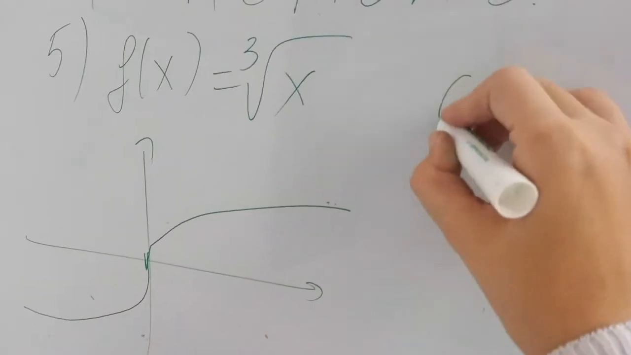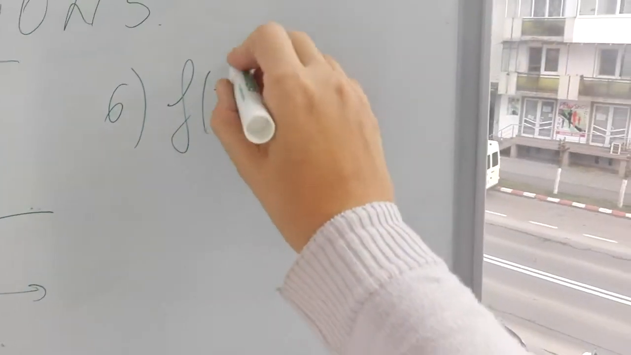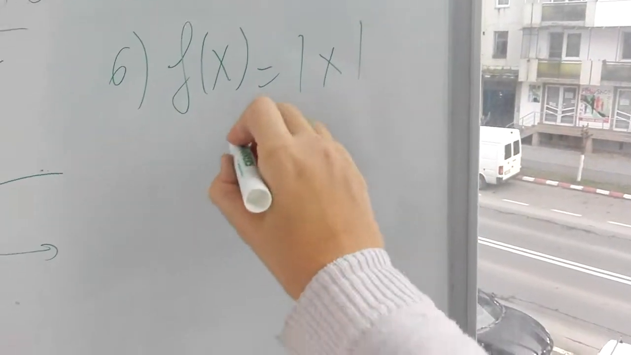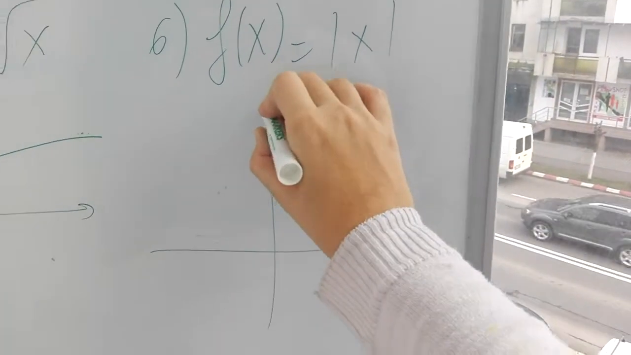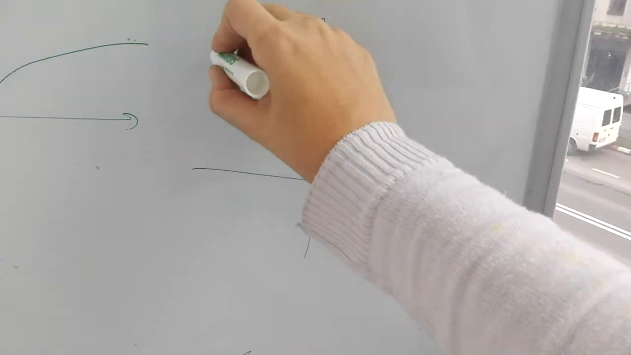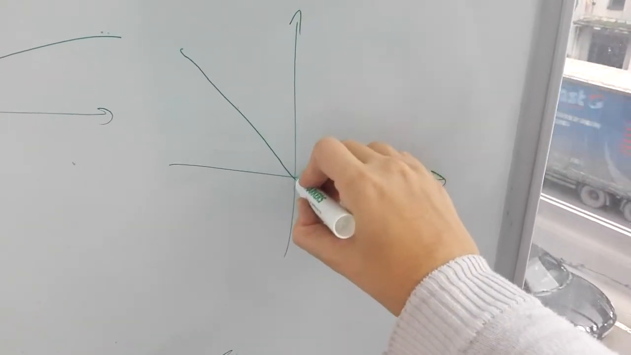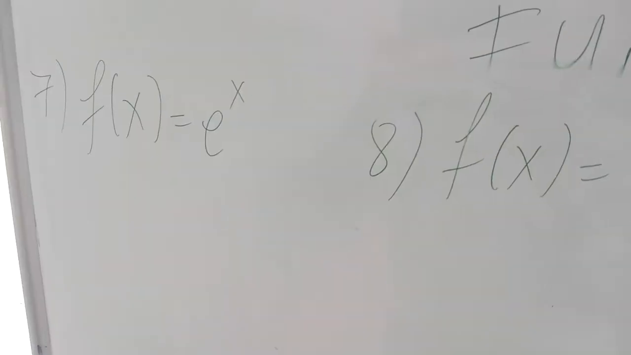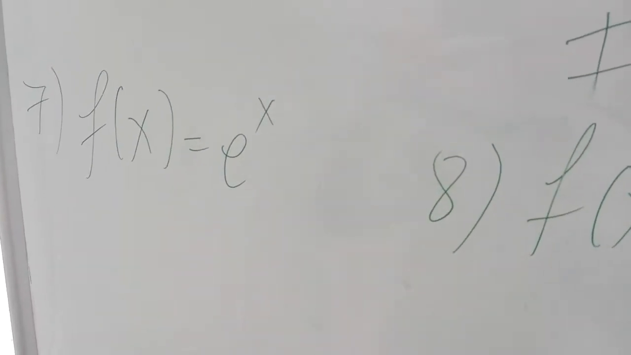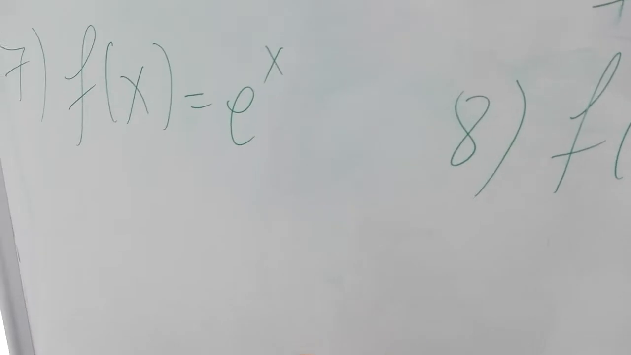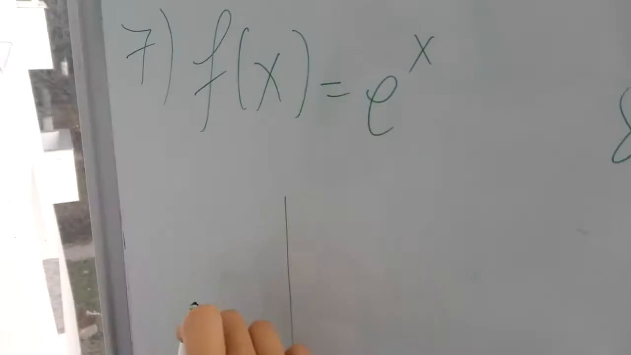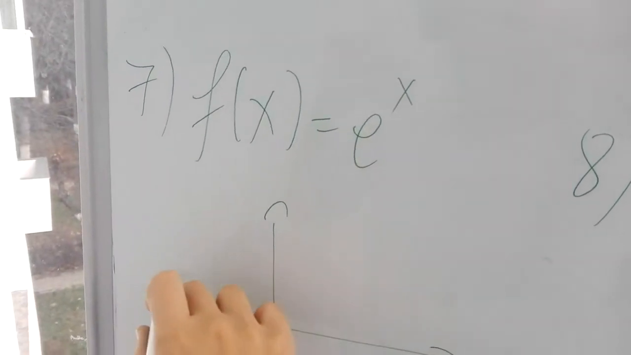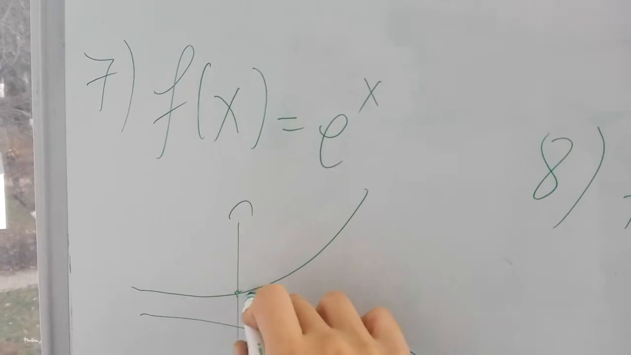Okay, my number 6 function will be f of x equals the absolute value of x. It's always a V. It will be a V because everything in the absolute value will become positive, so everything will be above the x-axis. Okay, my number 7 function would be e to the power x, and the e to the power x function will always be an increasing curve going up and passing through 1 over here.